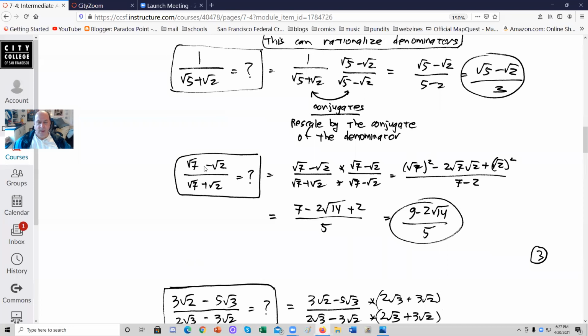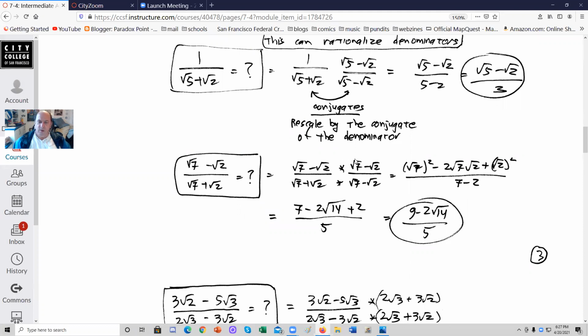Here we have root 7 minus root 2 over root 7 plus root 2. We'll rescale, multiplying above and below by the conjugate of the denominator, root 7 minus root 2. Root 7 plus root 2 times root 7 minus root 2 is 7 minus 2.